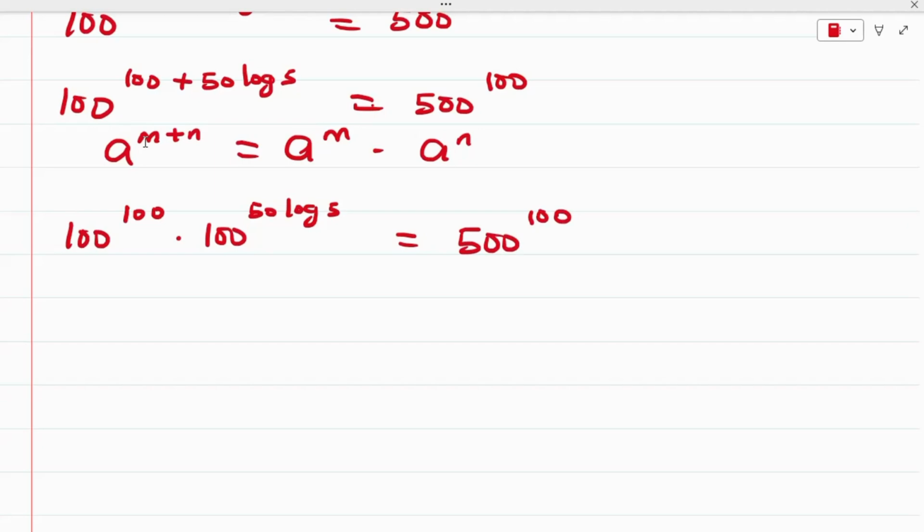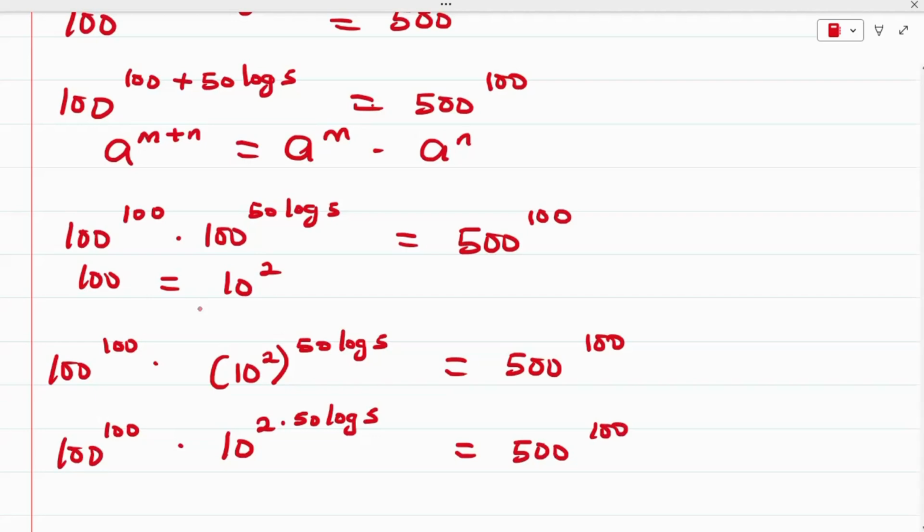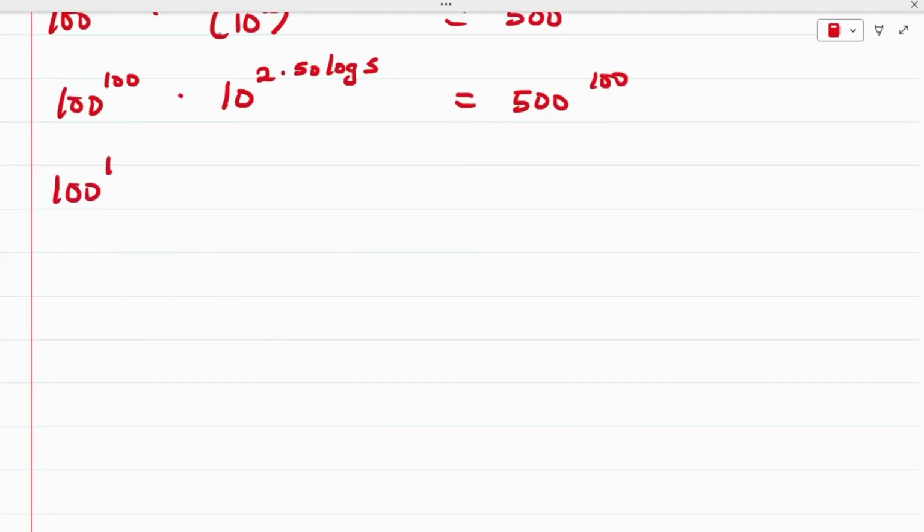So at this point, we know that 100 can be written as 10 squared. So putting this here, we have 100 raised to the power of 100 multiplied by 10 squared into 50 log 5 is equal to 500 raised to the power of 100. So at this point, we have 100 raised to the power of 100 multiplied by 10 into 2 multiplied by 50 log 5 is equal to 500 raised to the power of 100. And from here, we have 100 raised to the power of 100 multiplied by 10 into 2 multiplied by 50, which is 100 log 5, is equal to 500 raised to the power of 100.